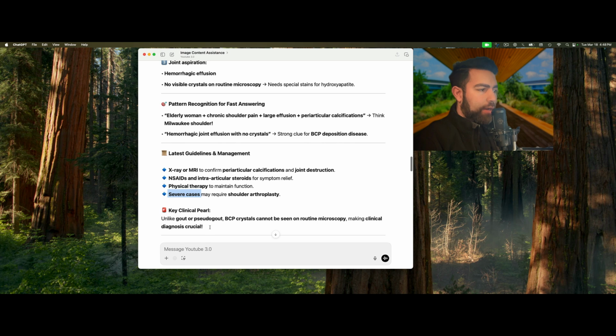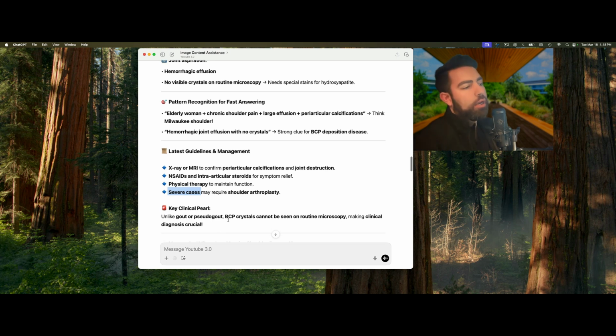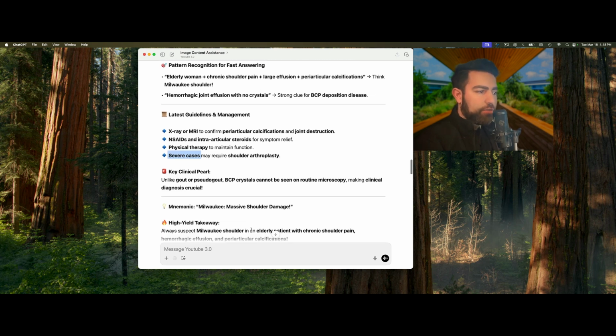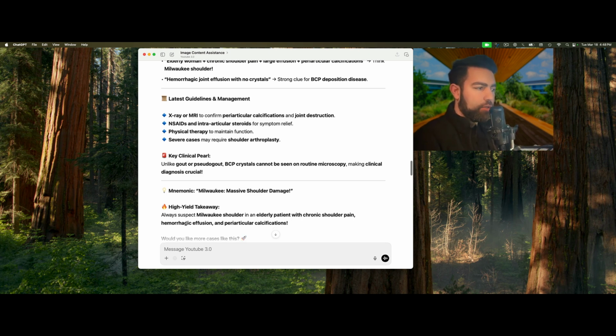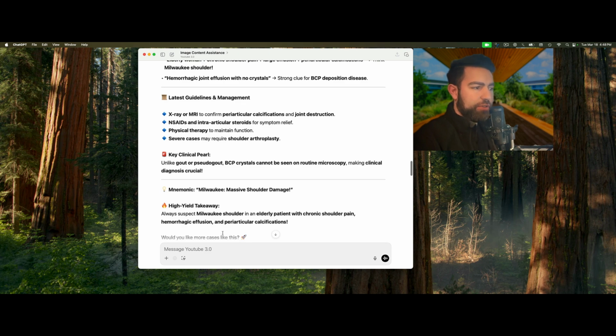And the clinical peril here was, unlike gout or pseudogout, BCP crystals cannot be seen on routine microscopy, making clinical diagnosis very crucial. And I'll tell you, even sometimes for gout and pseudogout, you may not find crystals on a routine microscopy. So when trying to diagnose these conditions, really focus on the clinical diagnosis, both in practice and on boards. Always suspect Milwaukee shoulder in an elderly patient with chronic shoulder pain and rapidly progressive hemorrhagic effusion and periarticular calcification.